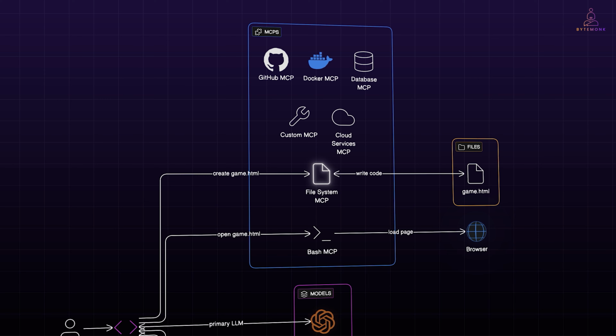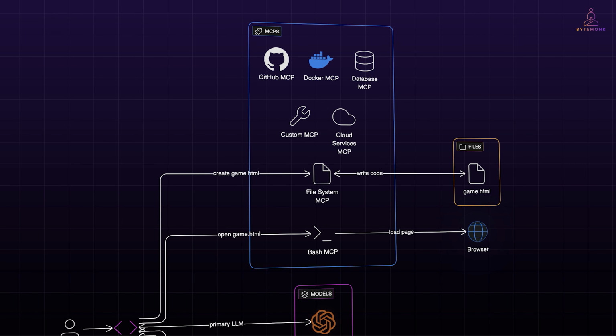The file system MCP lets it create, read, and modify files. The bash MCP lets it run terminal commands. And there are MCPs for GitHub, Docker, databases, cloud services. You can even write custom ones for your own specific tools.